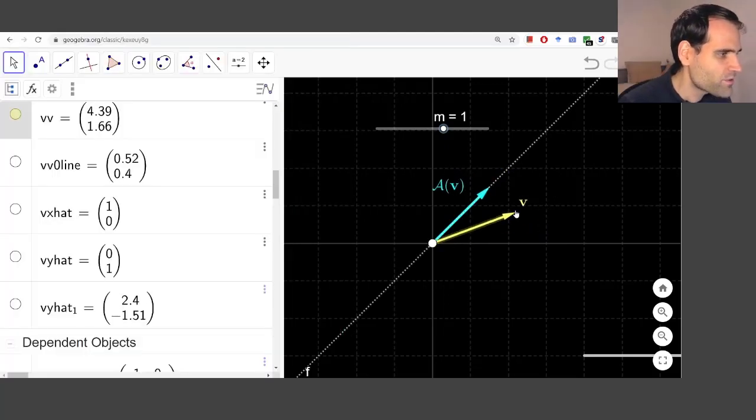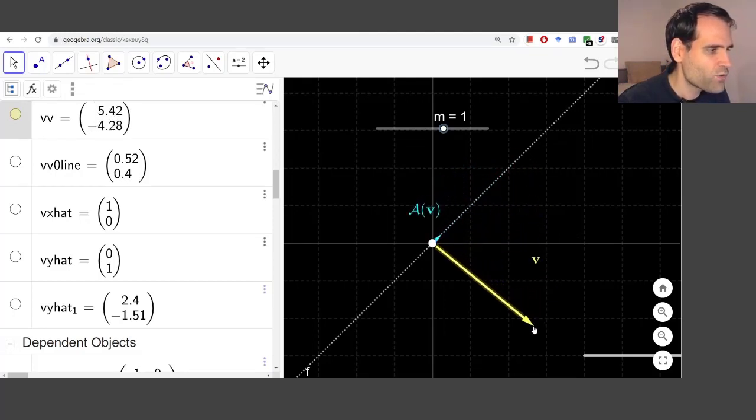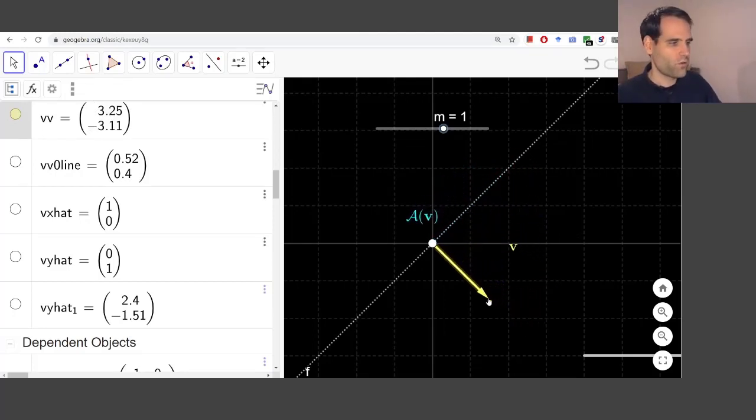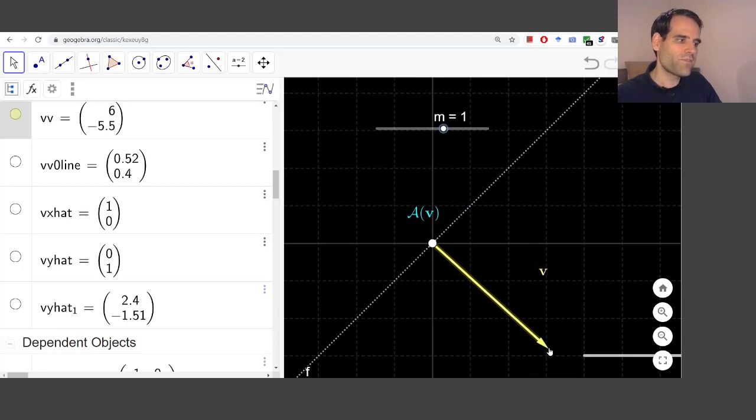Now, what about the vectors that are not in the line of the projection, but the vectors that are perpendicular to the line of projection? So all these vectors here that I'm sliding through right now. Notice that A times v is equal to 0. Therefore, all these vectors will be eigenvectors with an eigenvalue equal to 0.